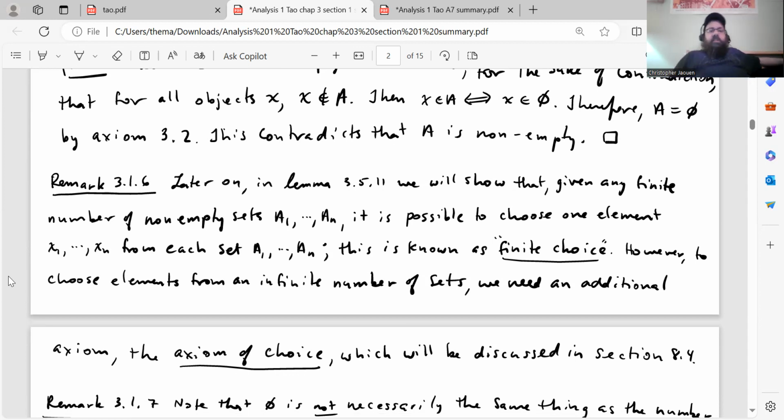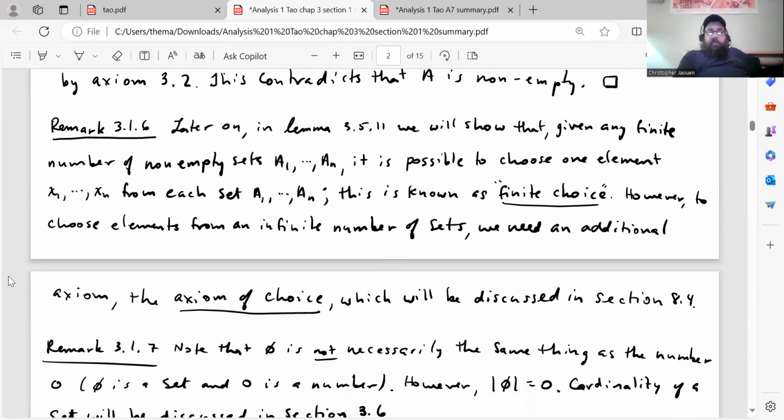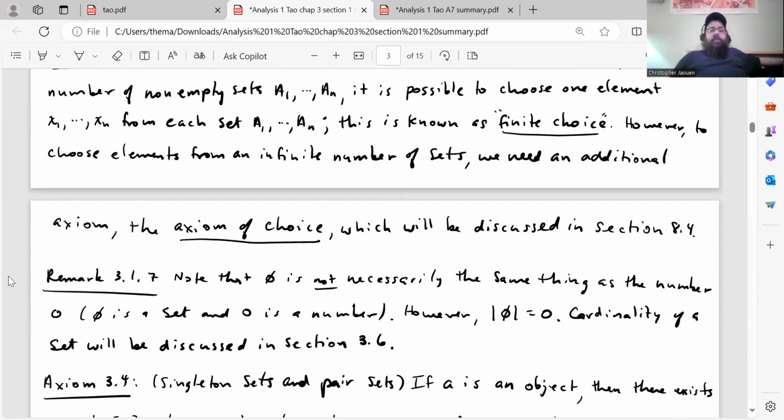Remark 3.1.6. Later on in Lemma 3.5.11, we will show that given any finite number of non-empty sets, A1 through An, it's possible to choose one element x1 through xn from each set A1 through An. This is known as finite choice. However, to choose elements from an infinite number of sets, we need an additional axiom, which is called the axiom of choice.